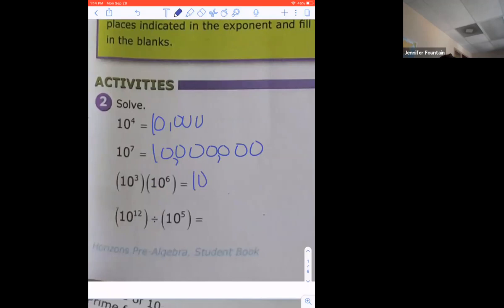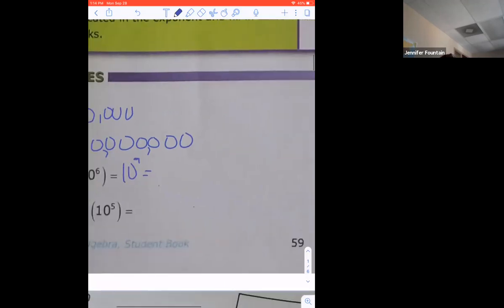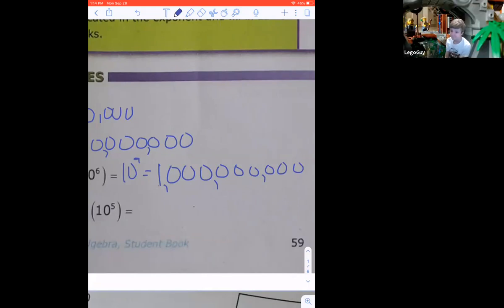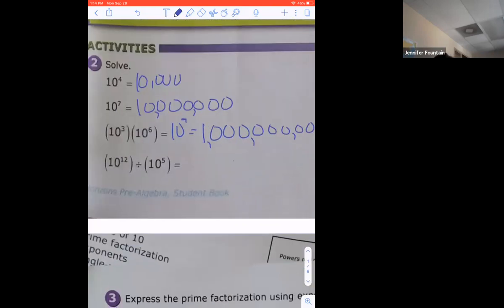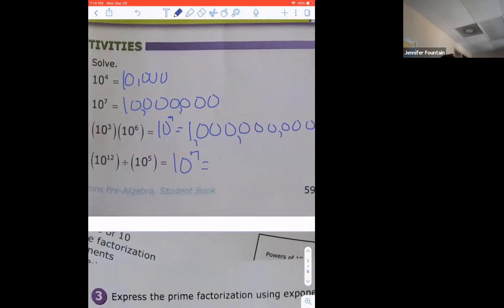What should we end up with? 10 to the ninth. Okay, so then I have 1, 2, 3, 4, 5, 6, 7, 8, 9, comma, comma. What number is this? 1 billion. 1 billion, good job. Billion with a B. All right, and then 10 to the 12th divided by 10 to the 5th will be 10 to the 7th, good. And we will be back at 10 million.